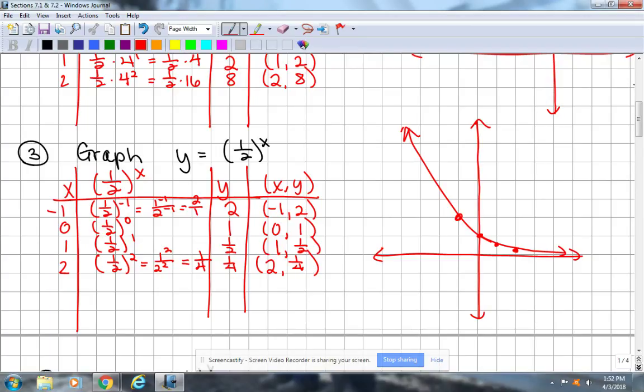What's the domain? What's our x's doing? What can my x's be? Left to right. They can be all real numbers, right? Left to right, it can be anything. What about my y values from a range? Can my y values be negative? No, because we have an asymptote here. So my y's have to be greater than what number? 0. Y's are greater than 0.